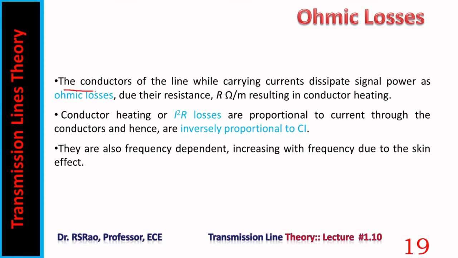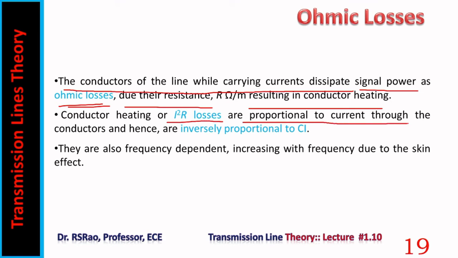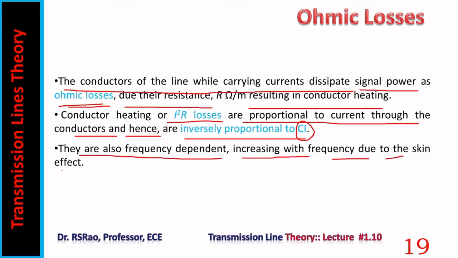Ohmic losses. The conductors of the line, while carrying currents, dissipate signal power as ohmic losses due to their resistance, resulting in conductor heating. Conductor heating or I square R losses are proportional to the current through the conductors and hence inversely proportional to the characteristic impedance of the line, about which we are going to discuss very soon. They are also frequency dependent, increasing with frequency due to skin effect.